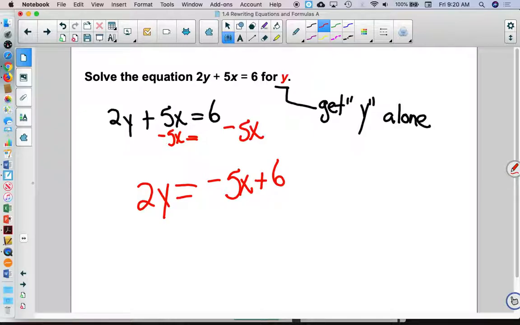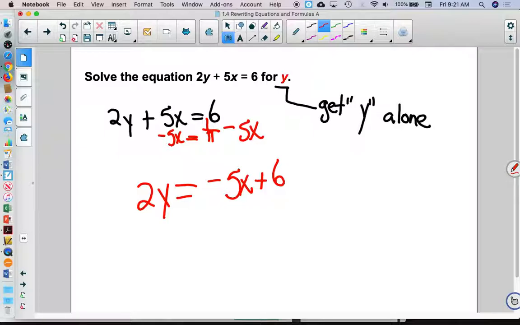Do you agree? Because I've actually added a negative 5x to this side, and I'm rewriting it in such a way that usually we see the variable first. Do you agree? And that's why I rewrote it that way. And because I've got addition, I've got commutative property, and I can move them around. Okay? Now, I need y alone.